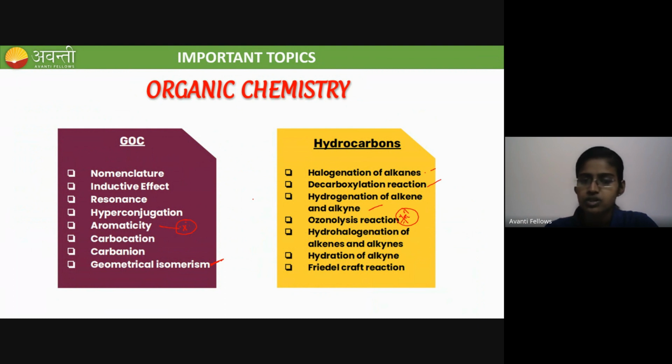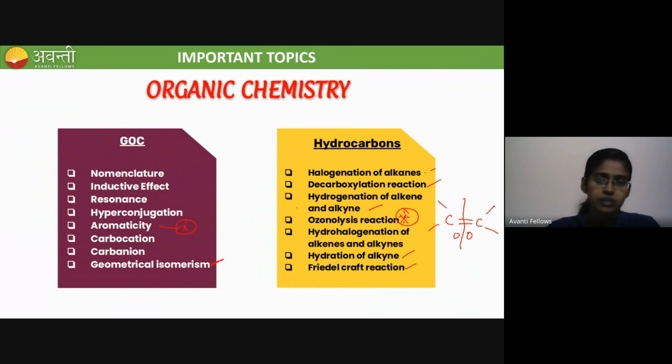If ozonolysis is asked, what do we have to do? There will be an alkene system. We have to break this bond and add O and O to both the sides. So ozonolysis is important. And hydrohalogenation of alkenes and alkynes, and hydration of alkyne. Lastly, Friedel-Crafts reactions of benzene: Friedel-Crafts alkylation and Friedel-Crafts acylation. So these are the important reactions of this hydrocarbons lesson.